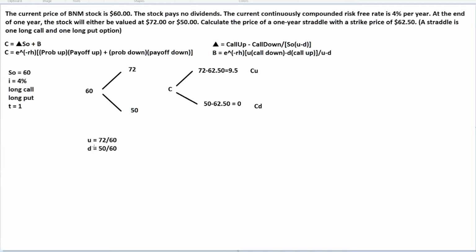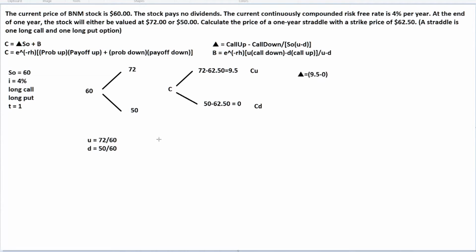And the next thing we need to determine is our up factor and our down factor. What we do is go to our stock price here, and we're looking for what the percent change is between going up and going down. So we take the price of the stock when it goes up divided by the base stock, and the price of the stock when it goes down divided by the base stock. So our up factor is 72 over 60, and our down factor is 50 over 60.